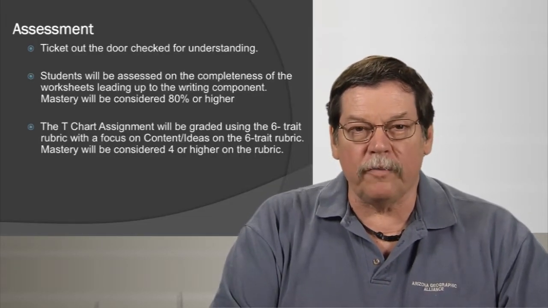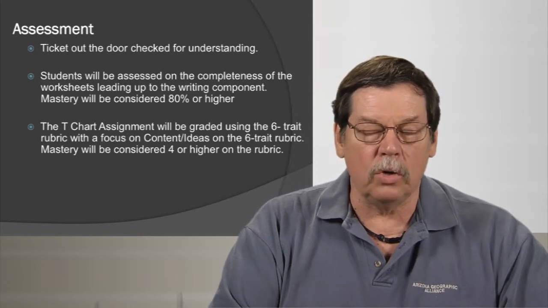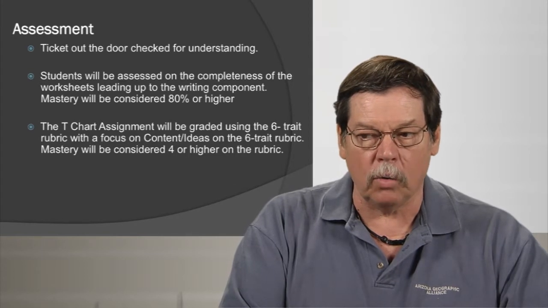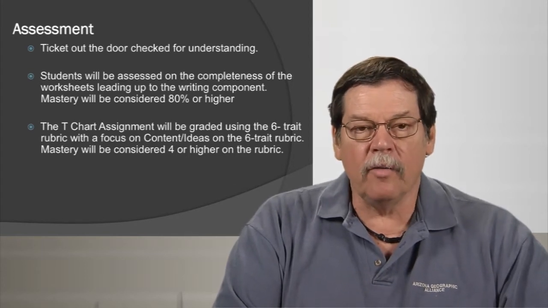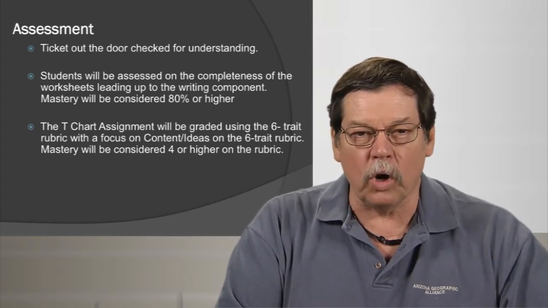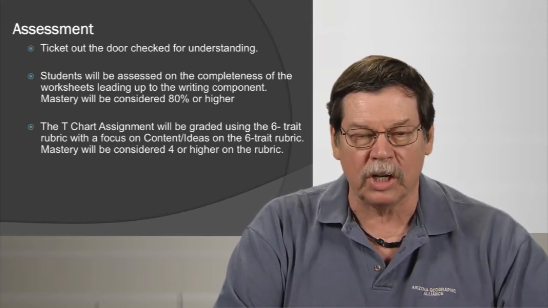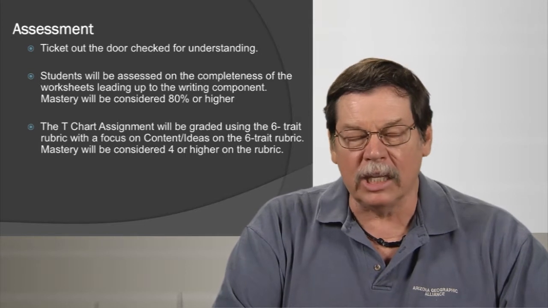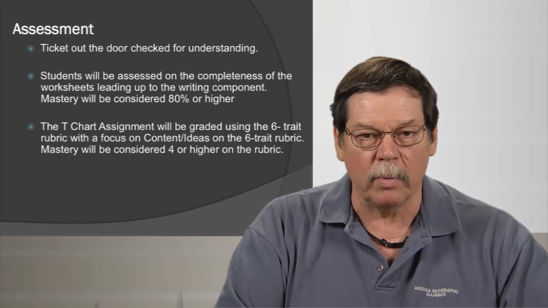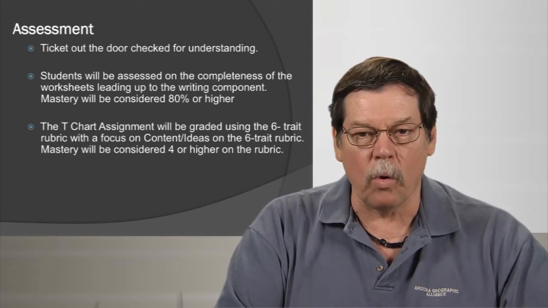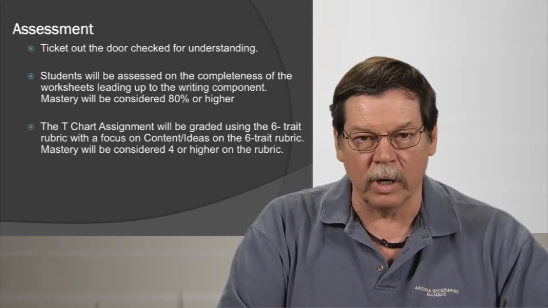Assessment as you're going along. The first day, you may want to do a ticket out the door for checking for understanding. Just have them tell what they think the 14th Amendment is. The assessment for the worksheets themselves would be 80% or higher, and that's completeness of the worksheet leading up to the writing component. And then the T-chart should use the 6-trait rubric with focus on content and ideas, and mastery would be considered 4 or higher on the rubric.